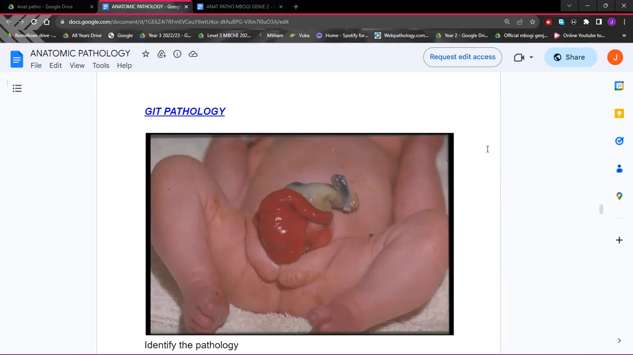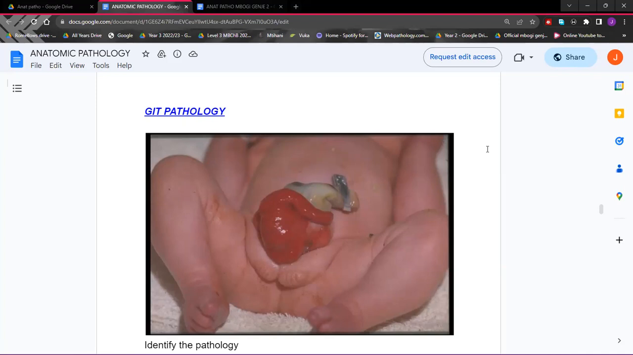Will it be bladder? And also, when you look at this child, there's something missing. There's an opening, or there's an orifice missing. Which orifice is missing? Yes, this is the anal orifice that is missing. This pathology here is what you call cloacal exstrophy.